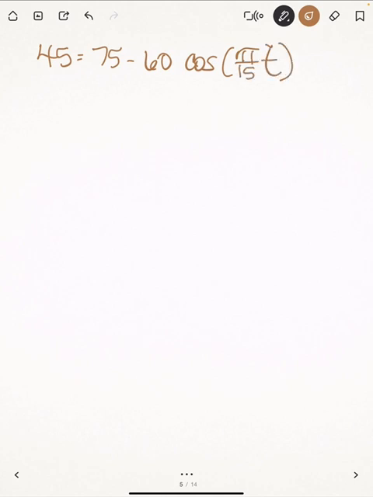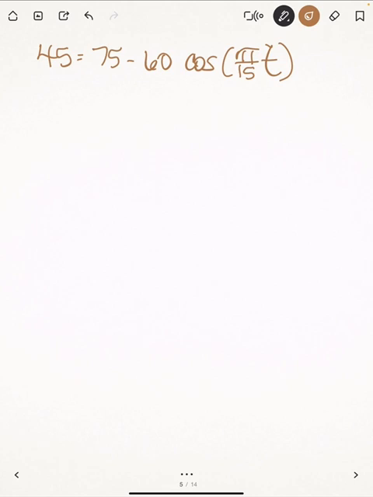All right, so we're going to start off with our equation. We were told that h of t was 45. We were given the rest of the equation, which was 75 minus 60 cosine of pi over 15 t. Now on the test, you'll see either radians or degrees.